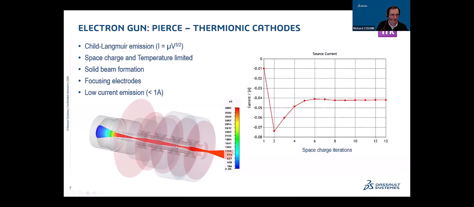It's a solid beam formation, and you have specific focusing electrodes. We don't need any external magnetic field to focus the beam in the area where the particles are emitted. And thanks to the Pierce cathode, everything has been set in order to extract a solid beam with a current which is then limited to roughly 1 amp.